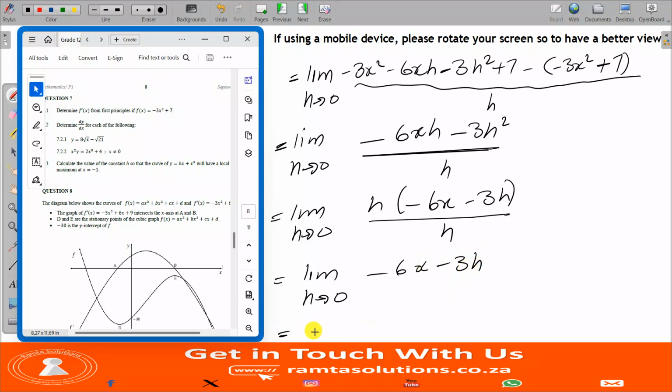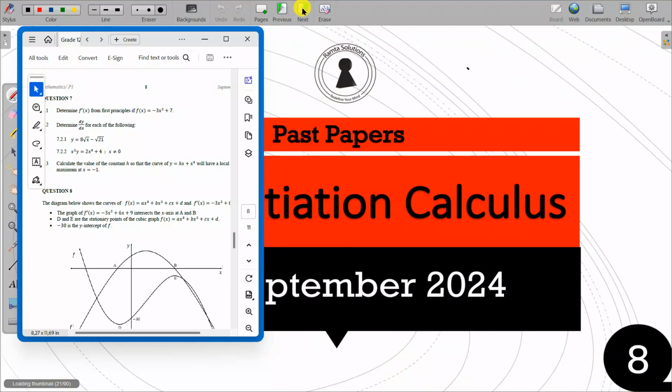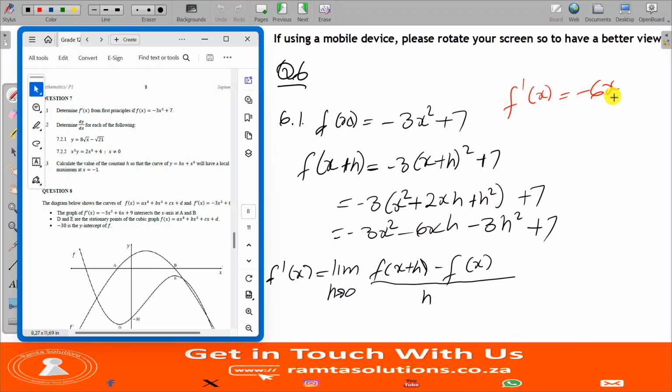Now, at this point it is safe to substitute 0 where there's h. When we do that, we drop the limit. So this becomes negative 6x minus 3 times 0. So our answer is therefore negative 6x. Let's go back to check what I had said. It is indeed negative 6x. So we are good to go.